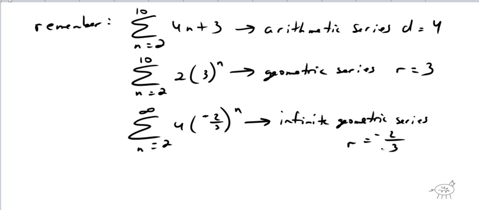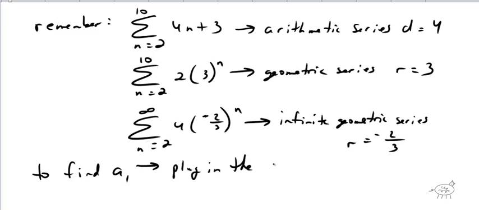Okay? What I want to remind you guys of is for all these problems, for all the sigma notation, you're going to have to find a sub 1. So to find a sub 1, basically what you have to do is plug in the first value of n. That is so important. Okay, you got to plug in the first value. So like these will all be 2. A sub 1 is always 2 for all of these. Got to plug that in.